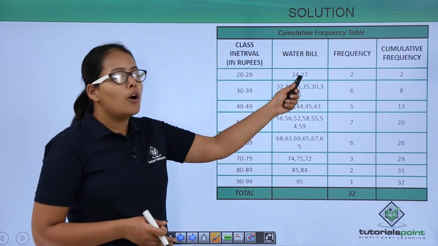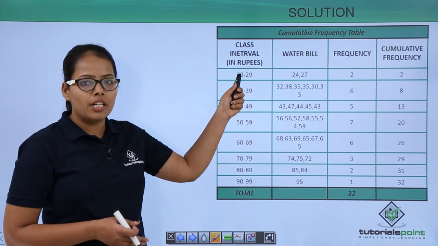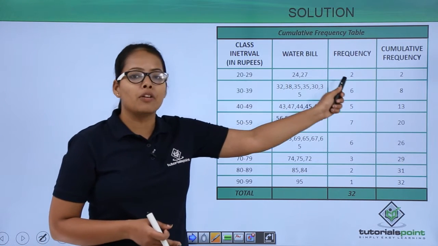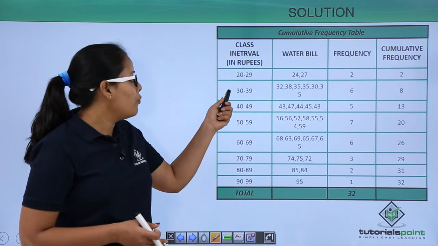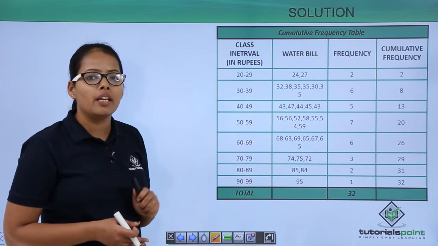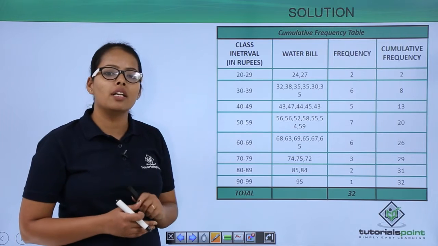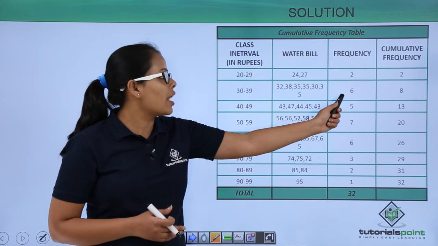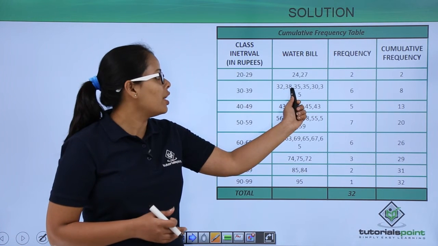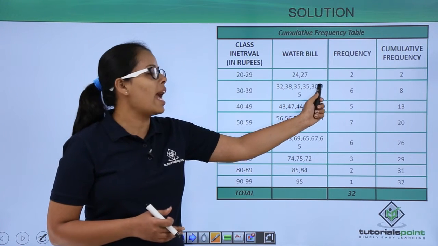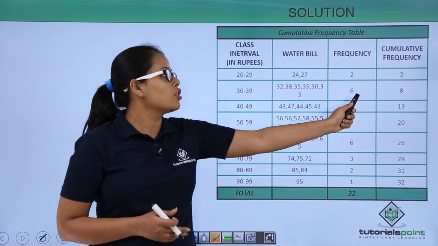So these are the two observations which are falling under this interval, which means this will become the frequency. So here this will give you the frequency column. Now for the interval of 30 to 39, how many observations are falling under this interval? You can see here there are exactly 6 observations. So this is 32, 38, 35, 35, 30 and 35. So there are 6 observations.